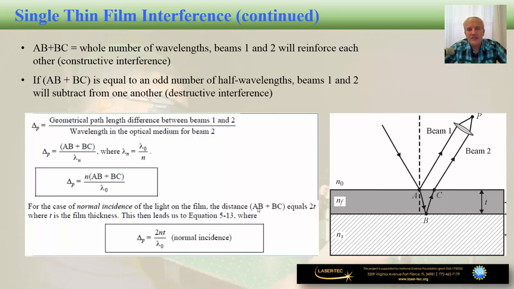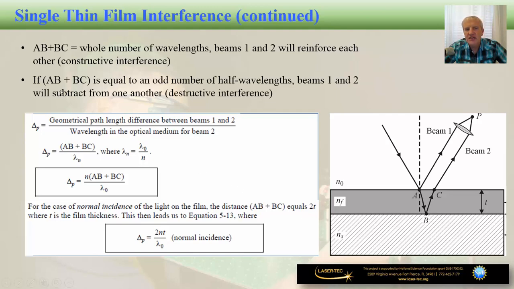So here's the whole math that's behind this so-called single thin film interference. We are looking at the total length AB plus BC. If that length AB plus BC is a whole number of wavelengths, then the beam that is passing through the thin film is going to go back to its phase at the point C. In other words, the phase of light beam 2 is going to be the same as the phase of light beam 1, because beam 2 is going through a multiple number of wavelengths. In such a case, we are going to have constructive interference.